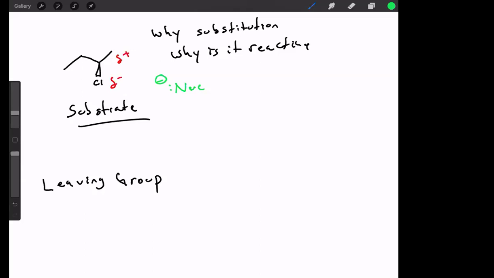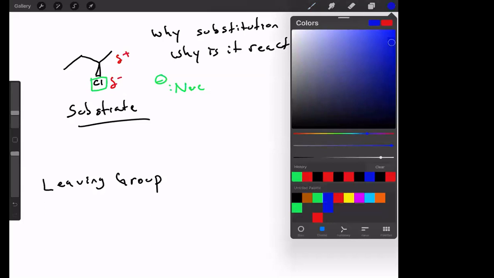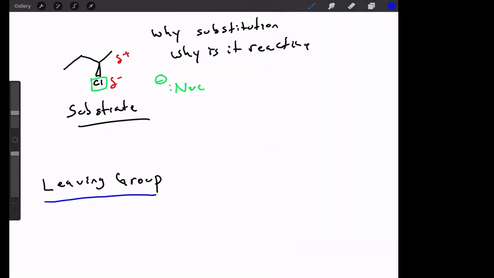So what about this component here, though? This is what I was just mentioning a second ago. That component has to be a good leaving group. One of the skills that you're going to have to develop is identifying what a good leaving group is. And a good leaving group is anything that is stable by itself.